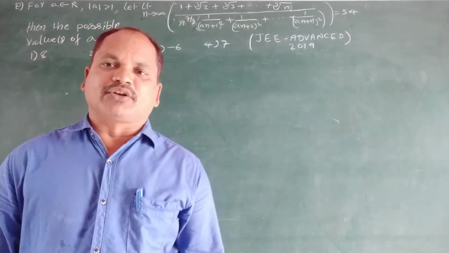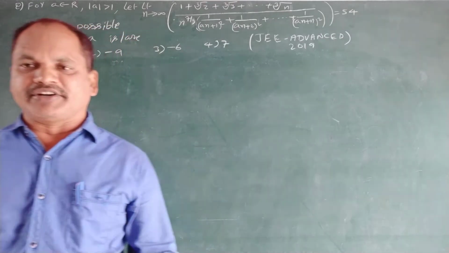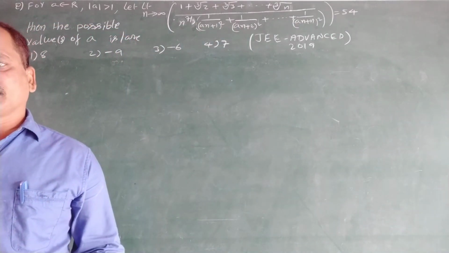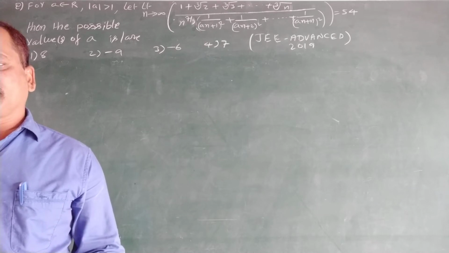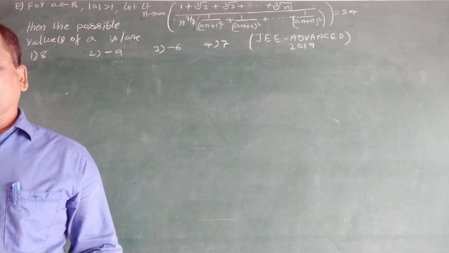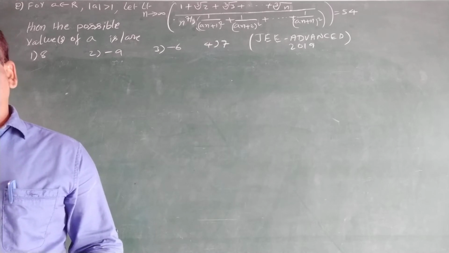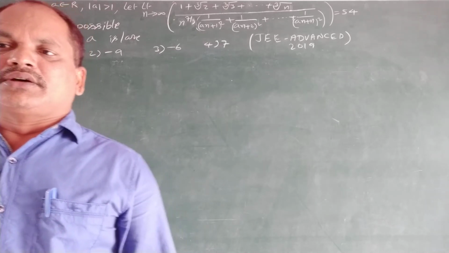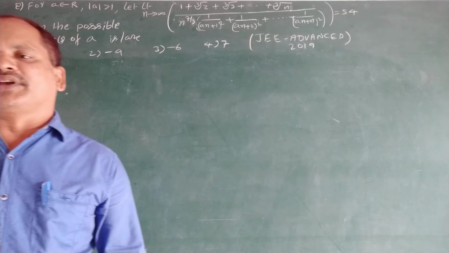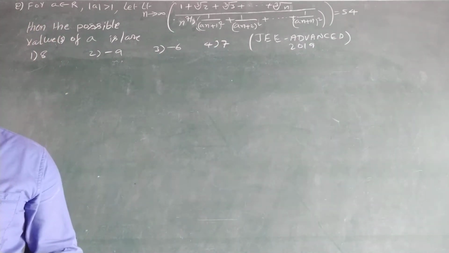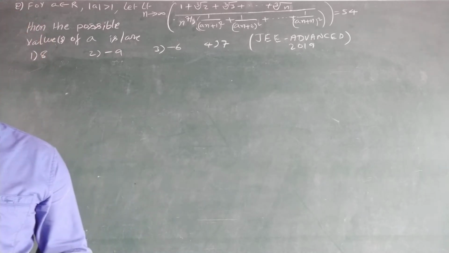Okay, dear students, observe the question. For a belongs to R, |a| > 1, let the limit as n tends to infinity of (1 + cube root 2 + cube root 3 + ... + cube root n) divided by n^(7/3) times (1/(an+1)^2 + 1/(an+2)^2 + ... + 1/(an+n)^2) is equal to 54. Then the possible values of a are: first option 8, second option -9, third option -6, and fourth option 7.